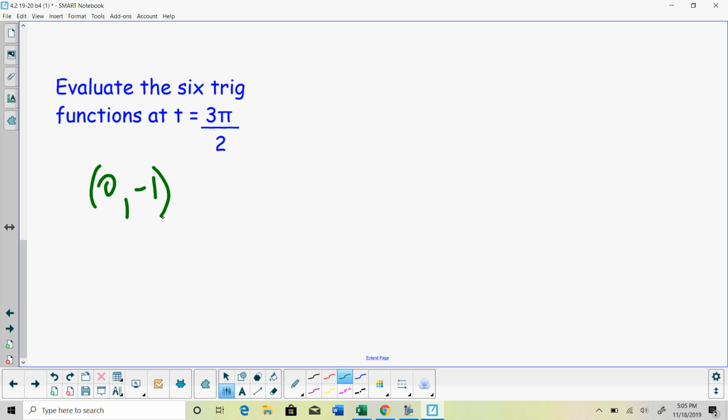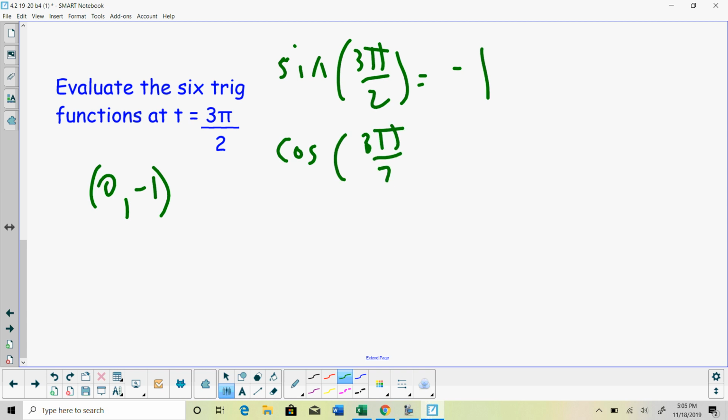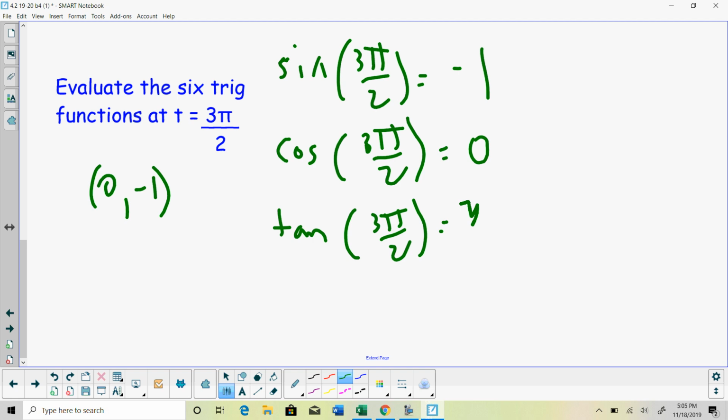And so now I'm ready to find my 6 trig functions. So I'm trying to get the sine of 3 pi over 2. That's just the y coordinate, so that's negative 1. The cosine of 3 pi over 2 is going to be the x coordinate, so that's 0. The tangent of 3 pi over 2 is going to be the y over the x, so that's going to be negative 1 over 0, but I'm not allowed to divide by 0, so that means this is going to be undefined.